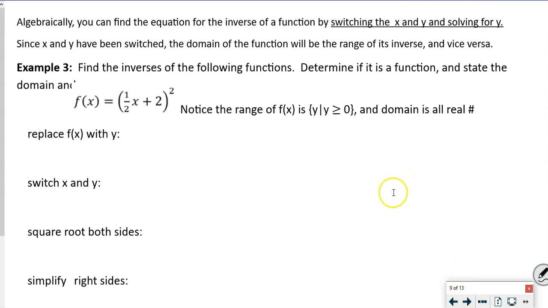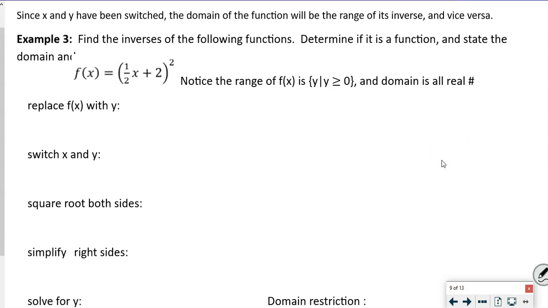All right, so now, algebraically, you can find the equation for the inverse of the function by switching the x and y and solving for y. Since x and y have been switched, the domain of the function will now be the range of its inverse and vice versa. So we're going to find the inverses of the following functions, and we're going to determine its function and state the domain and range, okay? So let me see if I can move this thing. It's not moving. It's supposed to say domain and range. There you go.